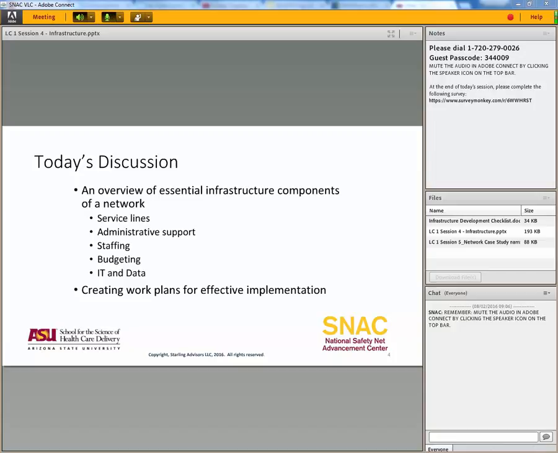that you might undertake. So we're going to talk about the variety of different service lines that we've seen networks develop. We're going to talk about certain types of support that they provide for members, options for staffing, the implications these have on budgets, and then the IT and data considerations for any of these types of projects that are being undertaken throughout the country. And then we're going to leave you folks with some information about how to create the work plans for effectively implementing networks, which will include a homework exercise that we'd like each of your groups to do before our next session.